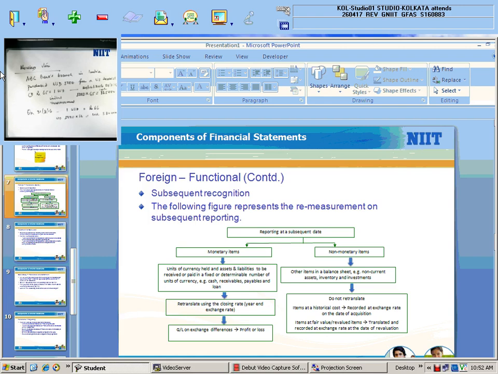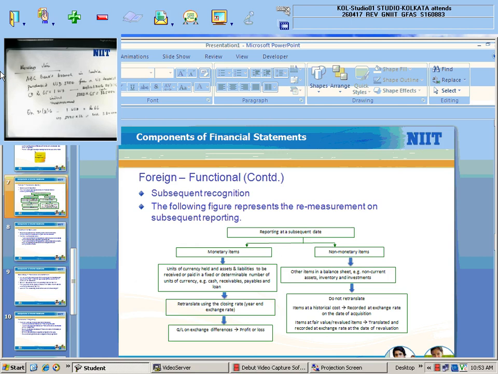Items which are at fair value or revalued items will be translated and recorded at the exchange rate at the date of revaluation. Some items are always measured at fair value, or there are revalued items. Then these will be translated and recorded at the exchange rate as on the date of revaluation. That applies for remeasurement or subsequent reporting of monetary and non-monetary items.